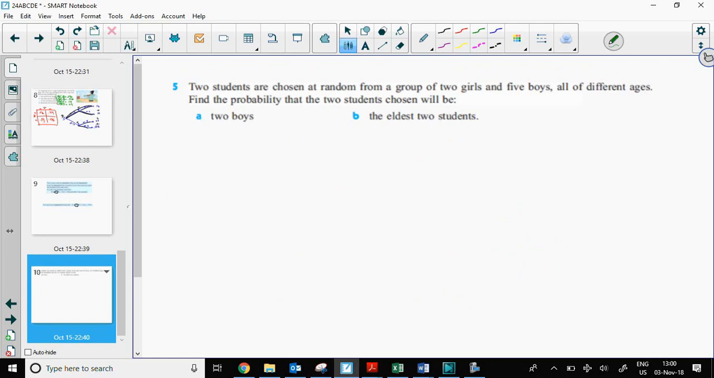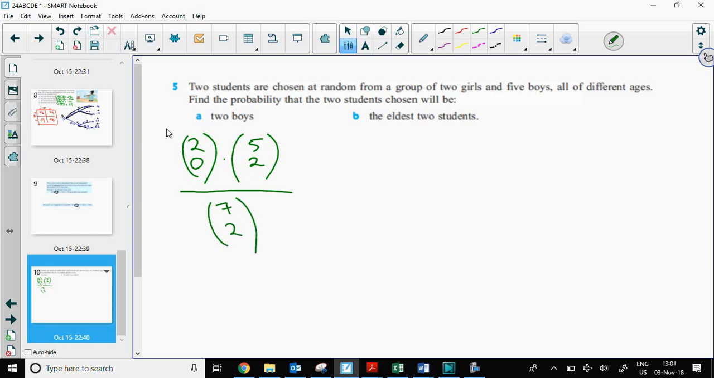The hard way, I think, is to use combinations. And the way that would look here is we have 2 girls that we could be choosing from, and I want to choose none of them. And then we'll multiply that. We've got 5 boys, and we want to choose 2 of those. But then we need to think of the total situation here. There were 7 children in total, and we're going to be choosing 2 of those.